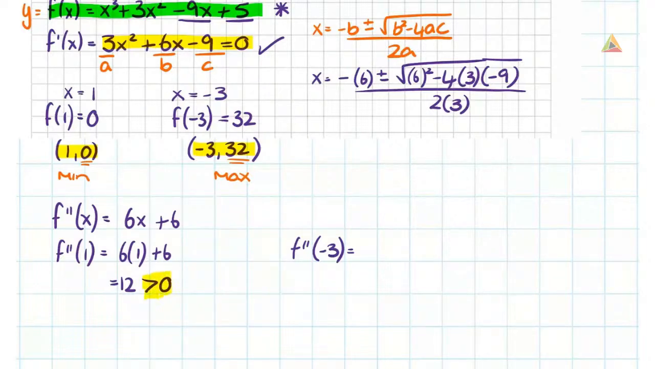So in this case, it's greater than 0, so therefore that point 1, 0, we know that the second derivative is positive at a minimum point, so that is just confirmed for us that that's our minimum point.